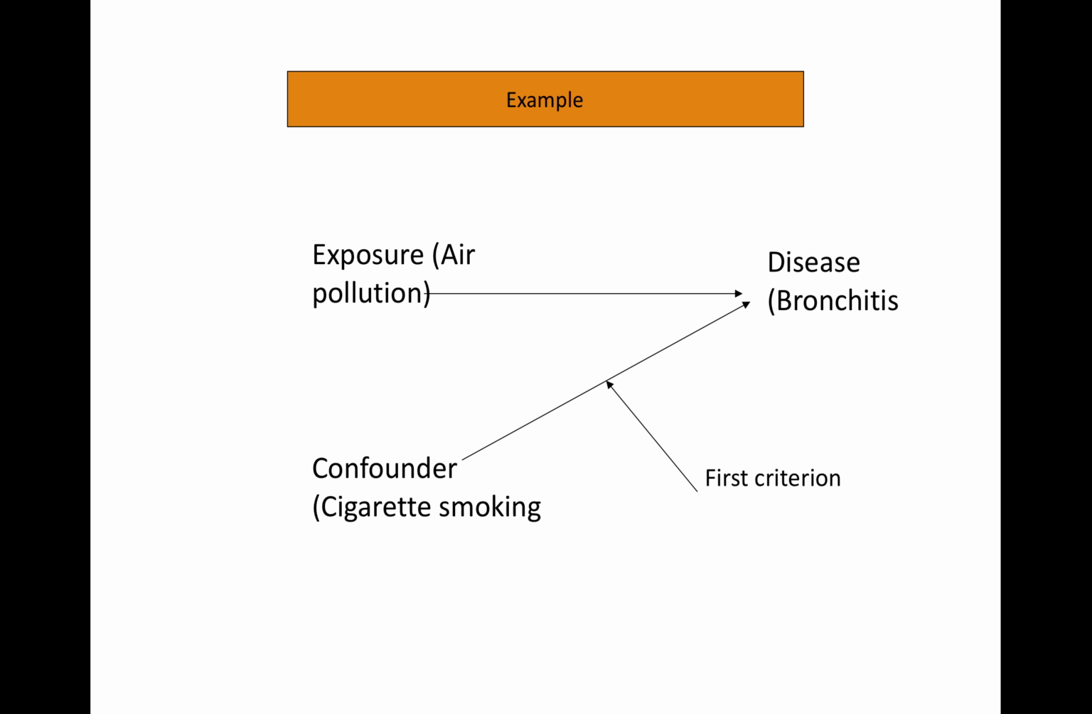And so our first criterion said cigarette smoking is a risk factor for bronchitis. And the second criterion, it's associated with air pollution. So those that live in a high air pollution area are more likely to smoke. We can even say those that are more likely to smoke are more likely to live in an area that has higher air pollution.